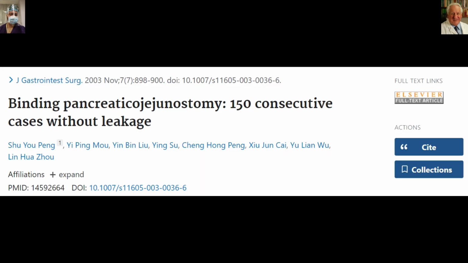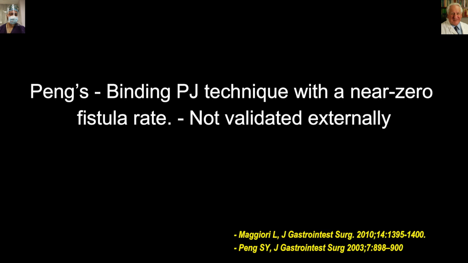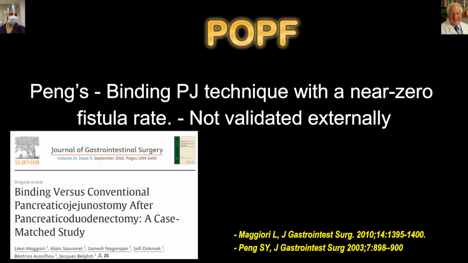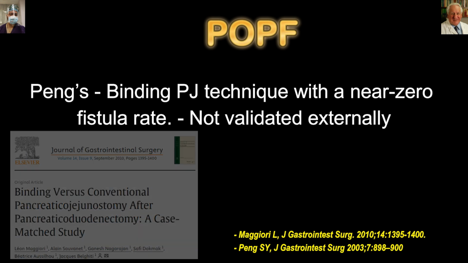This is again an interesting paper, I will say, by Peng et al., in which they gave a novel technique of binding pancreaticojejunostomy and demonstrated zero POPF after 150 consecutive cases. But the issue with this technique of binding pancreaticojejunostomy shown by Peng et al. is that it has not been validated externally, and other institutions or other surgeons have failed to show similar rates with such a technique.